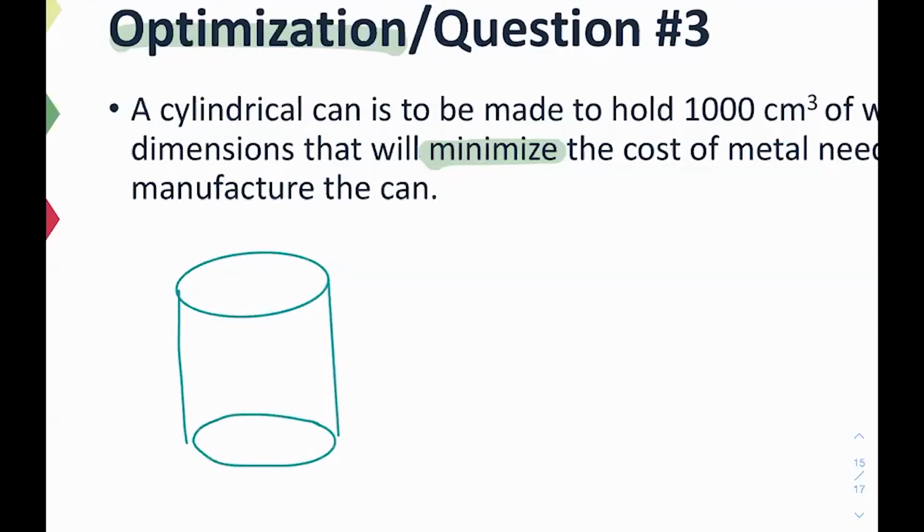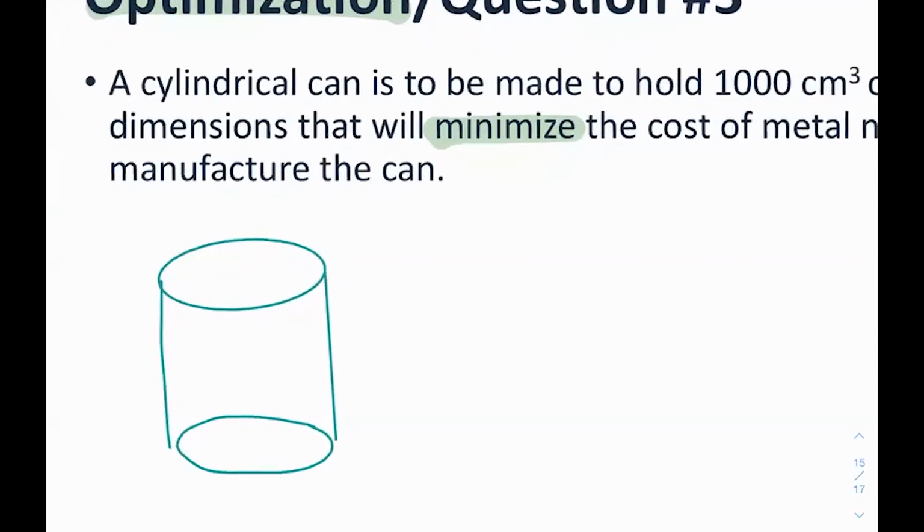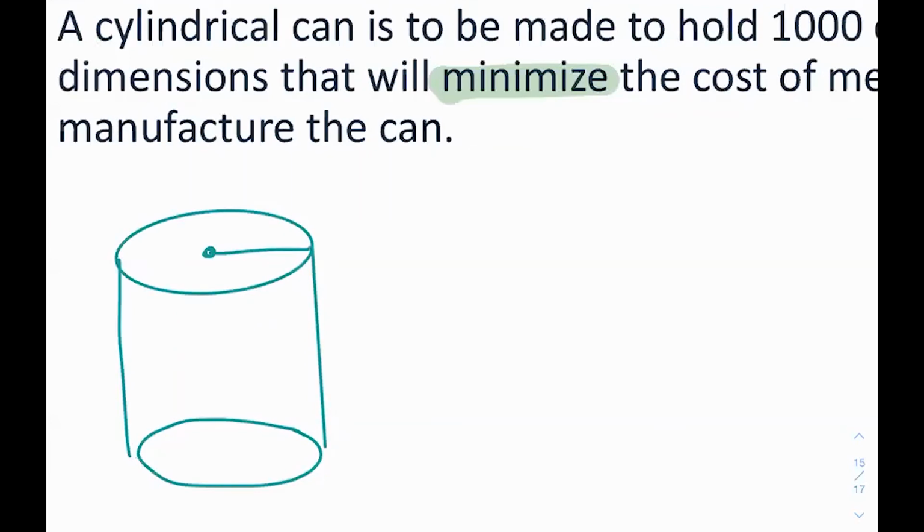I'm going to pretend this is a nice, beautiful cylindrical can. We have a cylindrical can. That can is going to have the dimensions of a radius and a height, and we have no idea what either of those things are.